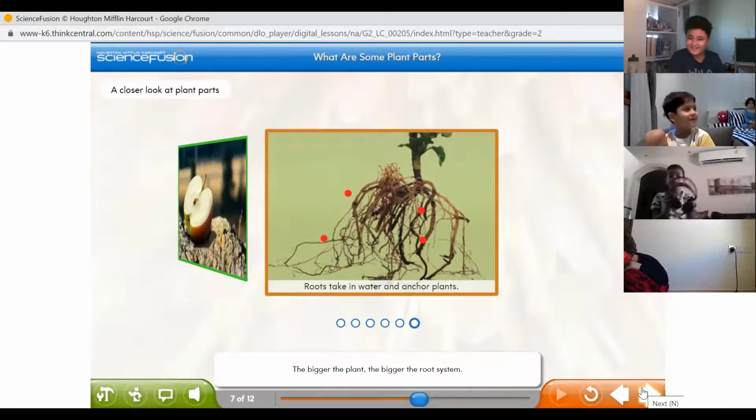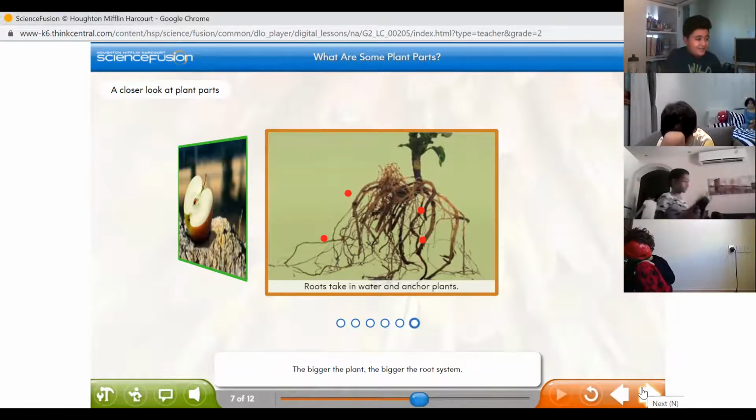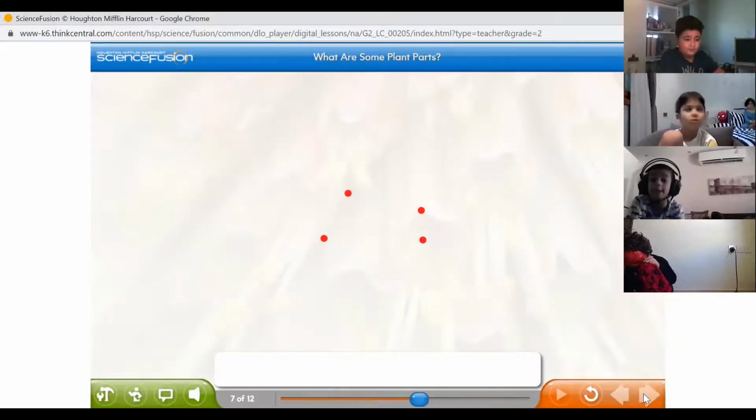So, roots can be very big. It depends on the plant. Is it big or small? And it can go very far to bring up water and nutrients to give to the plant.